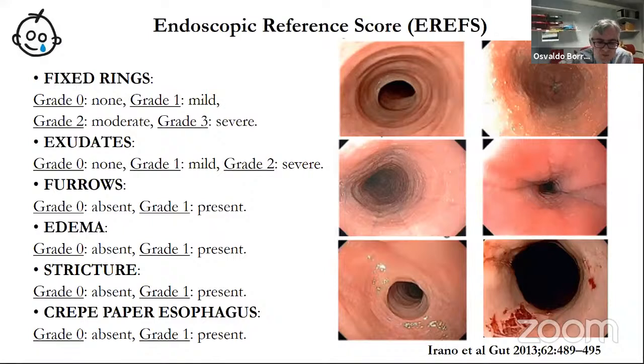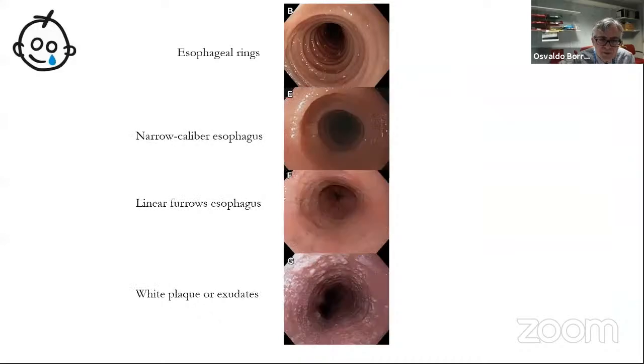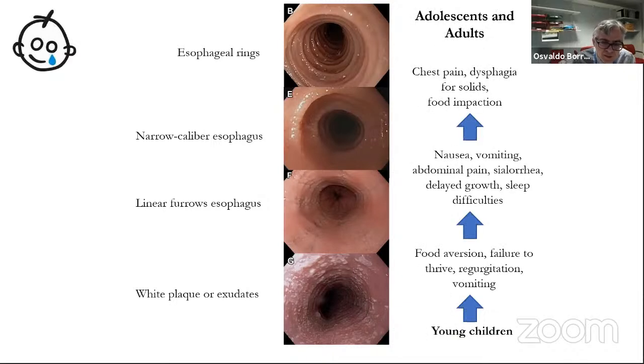And of course, with time, you can review the endoscopic score based on the treatment that you have started. This is an example of esophageal rings. This is an example of narrow caliber esophagus, linear furrow, and white plaque exudate. Usually, white plaque exudates are much more common in young children, while also linear furrows. Then the narrow caliber and esophageal rings can become much more frequent in adults.